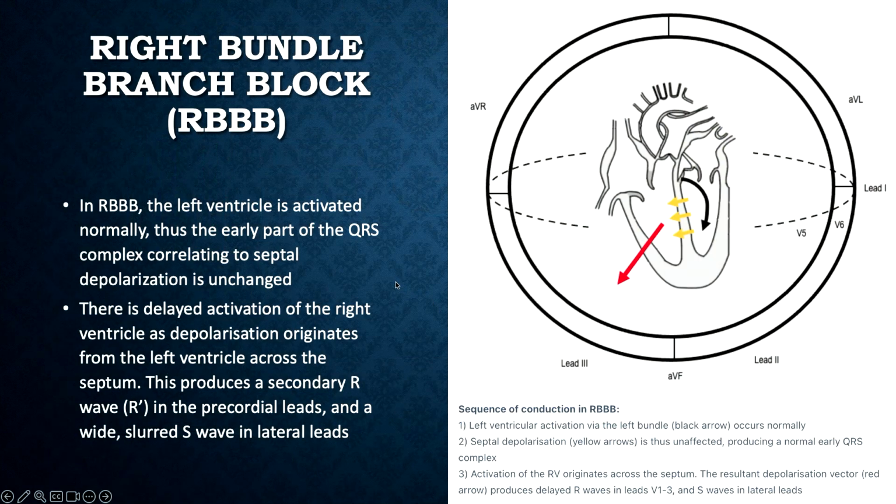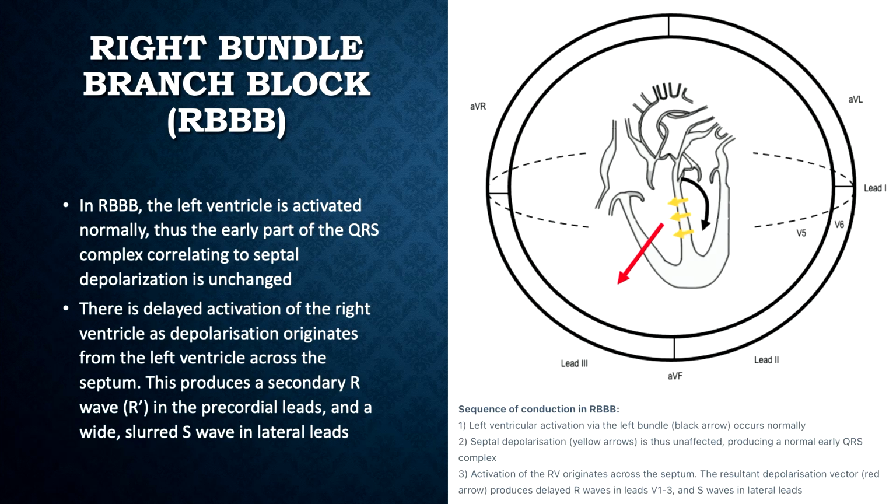So right bundles, we went over last time what normal conduction is. Well, with a right bundle, it's actually quite opposite. There's a delayed activation of the right ventricle, as the depolarization basically originates from the left ventricle and then crosses over the septum, and that causes that right bundle branch block appearance.